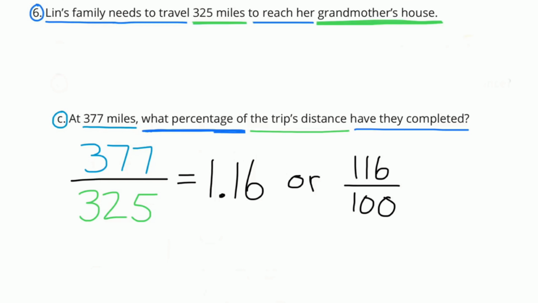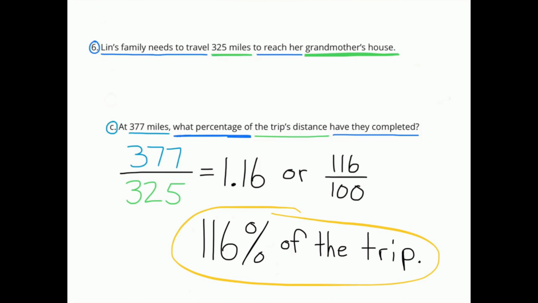C. At 377 miles, what percentage of the trip's distance have they completed? Well, I know that 377 is more than 325, so they've gone more than 100% of the trip. I can still figure this out by dividing the number of miles traveled by the number of miles that they need to travel. So 377 divided by 325 equals 1 16/100, which is the same as 116/100 or 116% of the trip.